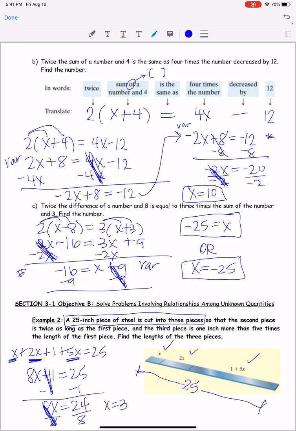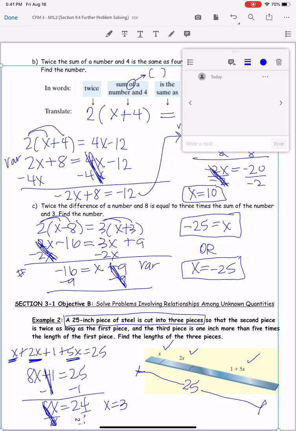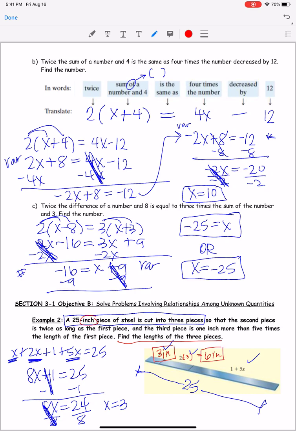Now, be careful because we're not done on this problem. What is this problem asking us to do? Well, this problem is asking us to find the length of the 3 pieces. So that means plug it in. So when you plug in x here, that just simply means this first one is 3. So this first one, what unit are we in? We're in inches. So this first one here is 3 inches. So plug this into here. That's 2 times 3. 2 times 3 is going to give me 6. So my second piece is 6 inches.